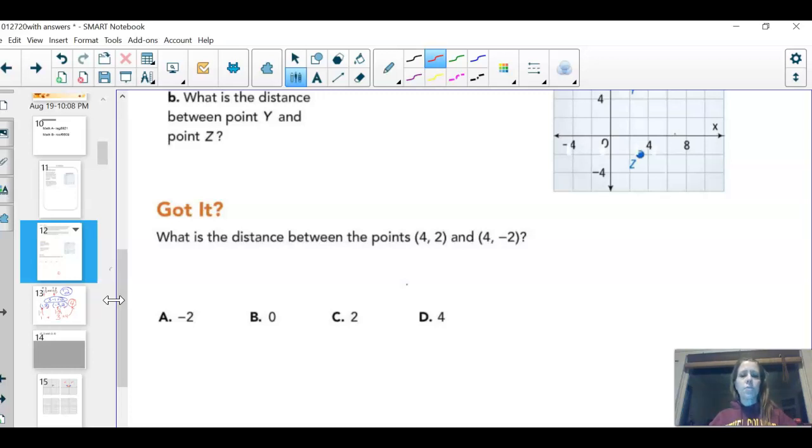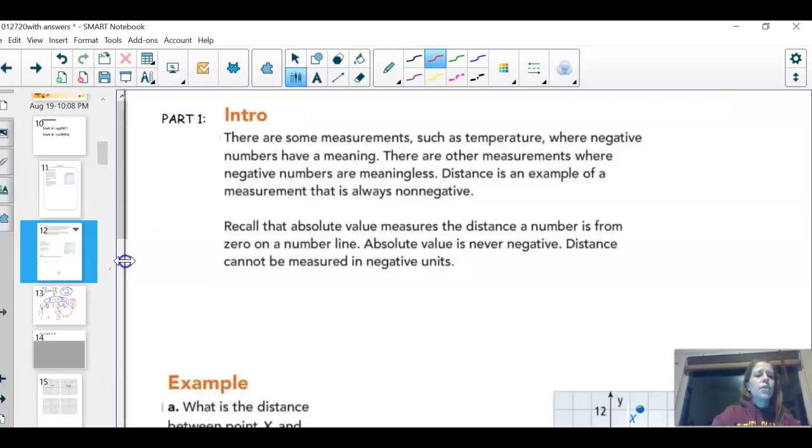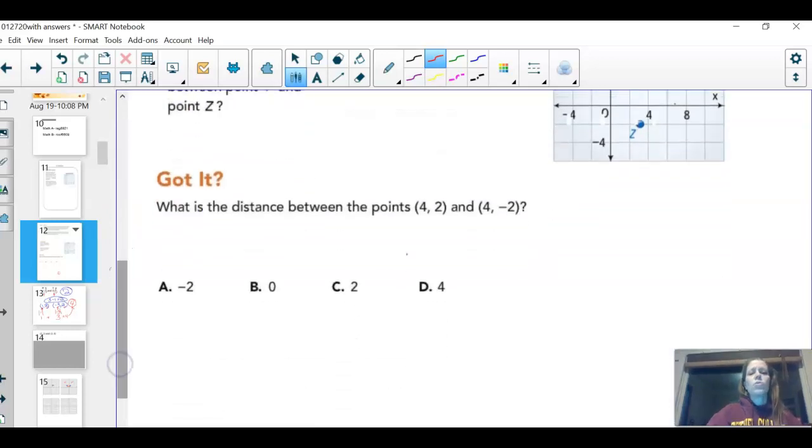What is the distance between the points 4, 2 and 4, negative 2? You might want to have this page to help you. Okay, y entonces, ¿qué es la distancia entre este punto y este punto? You need to write your answer in the box. Okay, necesitas escribir tu respuesta en la caja.